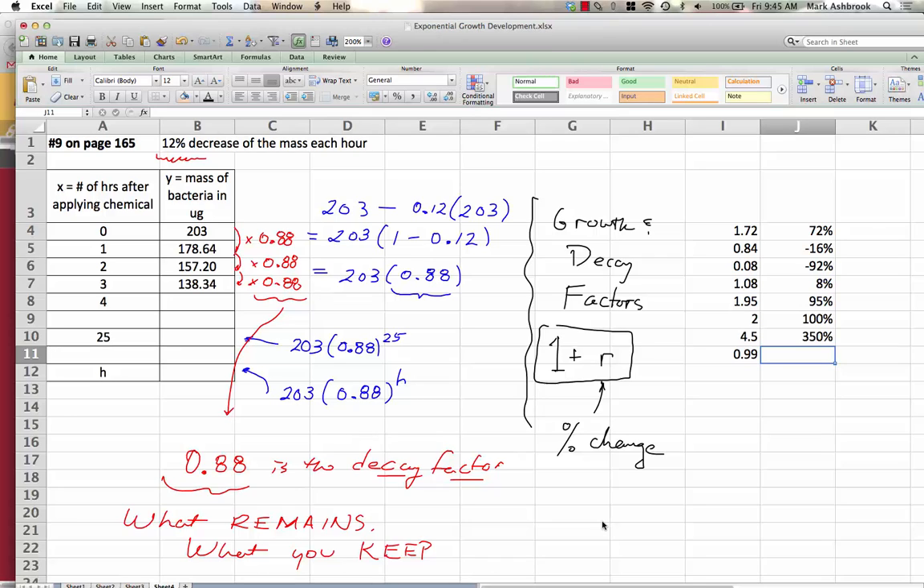Okay, here we go. 0.99. Negative 1% is the percent change for that. You're keeping 99%, so you're going down 1%.